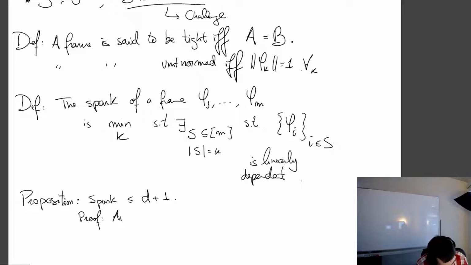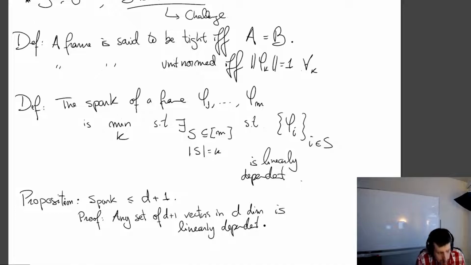Just any set of d plus 1 vectors in d dimensions is linearly dependent. Right? Basic fact in linear algebra. So for sure, if I take d plus 1, then I'm going to be linearly dependent. And so if a frame has spark d, we can call it full spark.